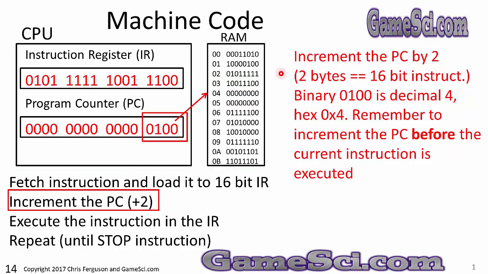Increment the PC by 2. 2 bytes equals 1 16-bit instruction. Binary 0100 is decimal 4 or hex 4. Remember to increment the PC before the current instruction is executed. We add 2 to the program counter. 2 becomes 4, and the program counter is now looking at address 4 in computer memory.